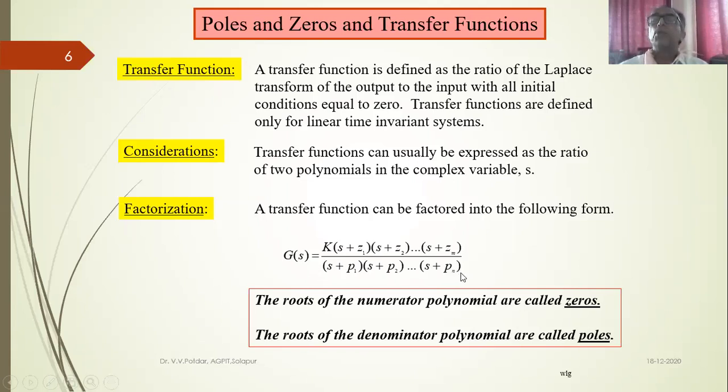The poles are those values of the factors in the transfer function which make the entire transfer function infinity, called poles of that function. And zeros, the roots of the numerator polynomial which make the entire ratio 0, are called zeros of that function, right? I think the things are clear.